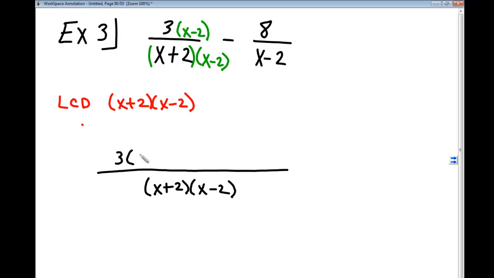So I will multiply 3 times x minus 2. Now I'll look at this denominator. What do I need to multiply the x minus 2 by to get x minus 2 times x plus 2?